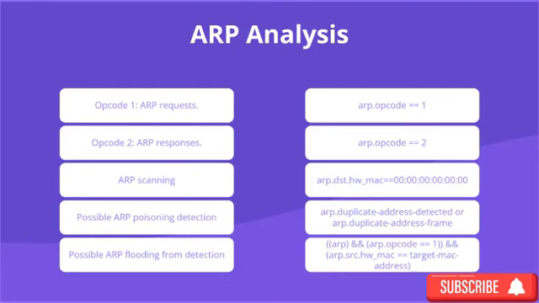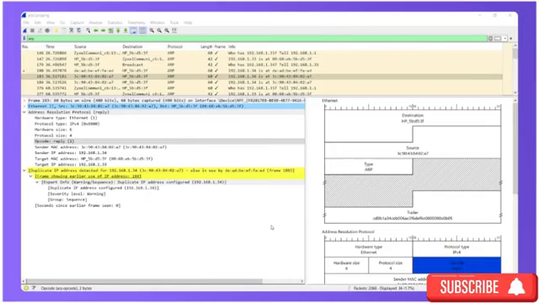Global search, ARP. ARP options. Opcode 1, ARP request. Opcode 2, ARP responses. ARP scanning. Possible ARP poisoning detection. Possible ARP flooding from detection.